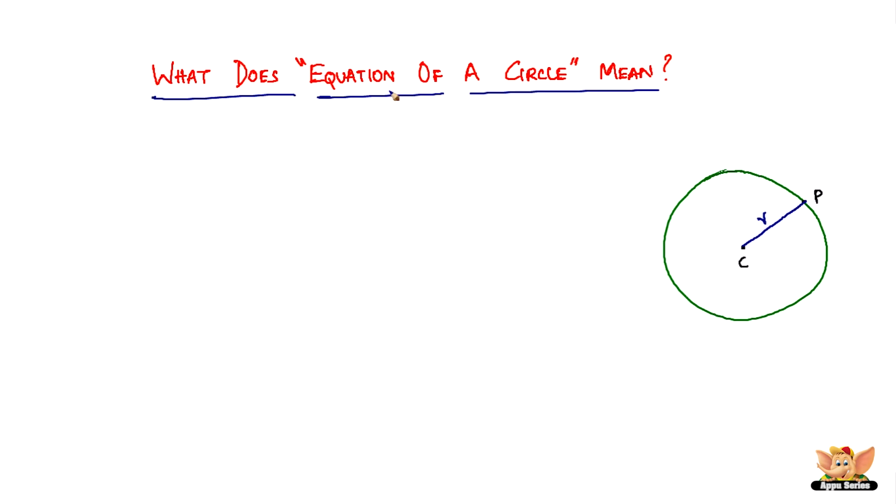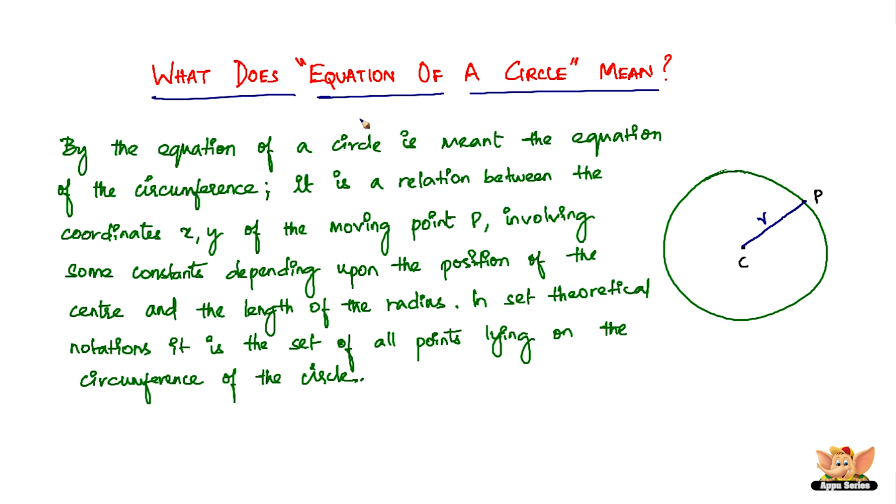So what exactly do you mean by the equation of a circle? Where do the circumference, the radius, and this constant point come into play? Well, by the equation of a circle is meant the equation of the circumference. When we say the equation of a circle, it is nothing but the equation of this circumference here. It is a relation between the coordinates x comma y of the moving point P.